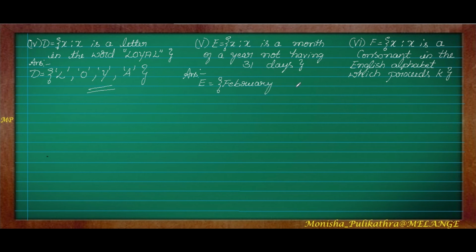February, and next is April. Next is June, September, and November. Here we have to write a comma. So next is November.